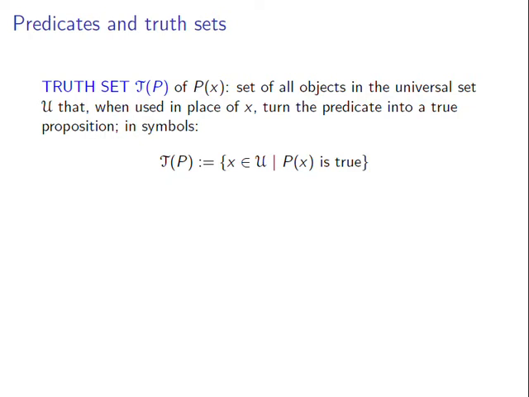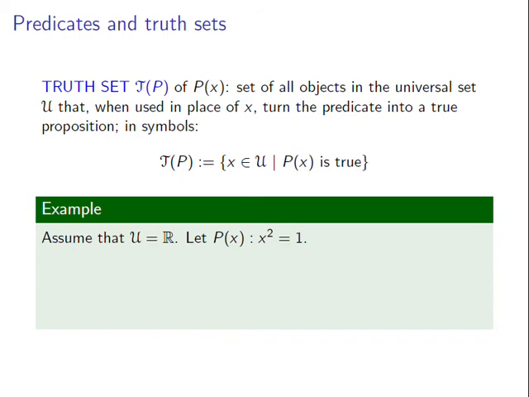The truth set of a predicate P of x is the set of all objects in the universal set U that, when used in place of x in the predicate, turn the predicate into a true proposition. That is, the truth set T of P is the set of all objects x such that P of x is true. For example, let P of x be the predicate x squared equals 1. Assuming that the universal set is the set of all real numbers, we see that 1 belongs in the truth set of P and 0 does not belong in the truth set of P. Indeed, the truth set of P is the set consisting of the numbers 1 and minus 1.